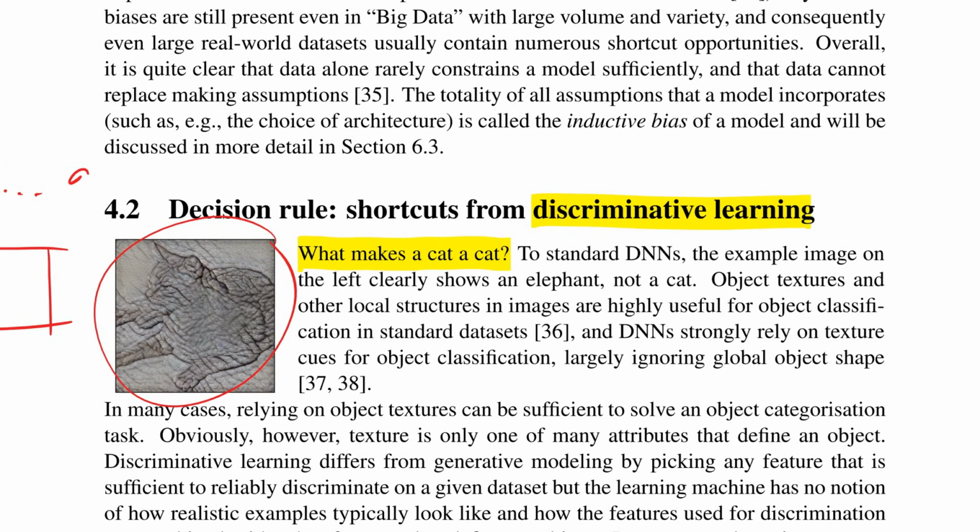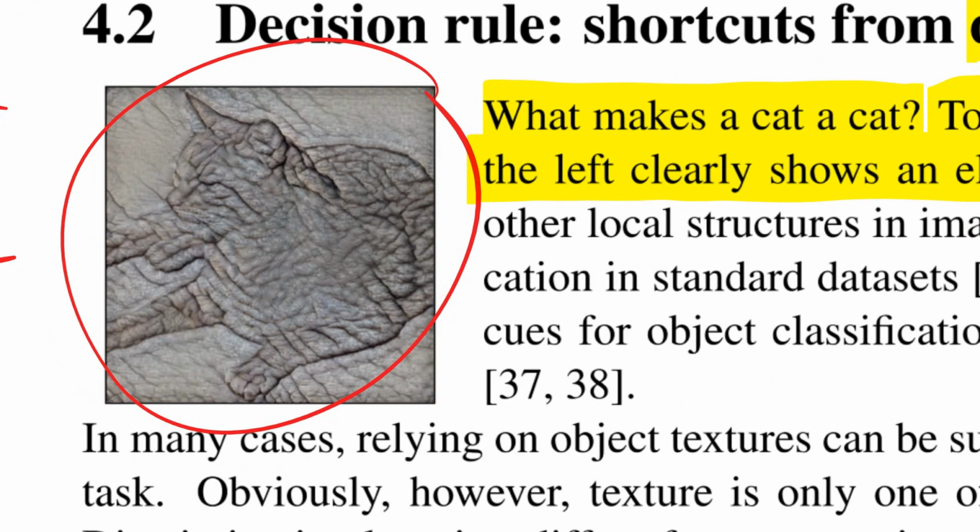So they say, what makes a cat a cat? To standard DNNs, the example image on the left clearly shows an elephant, not a cat. And again, I agree. If you tell me this is data from naturally taken images with standard cameras, then I will have two possibilities. Is this a cat? There's no way that if you take a picture with a phone camera of a cat anywhere in the universe, it will look like this. No way. This is just not possible.